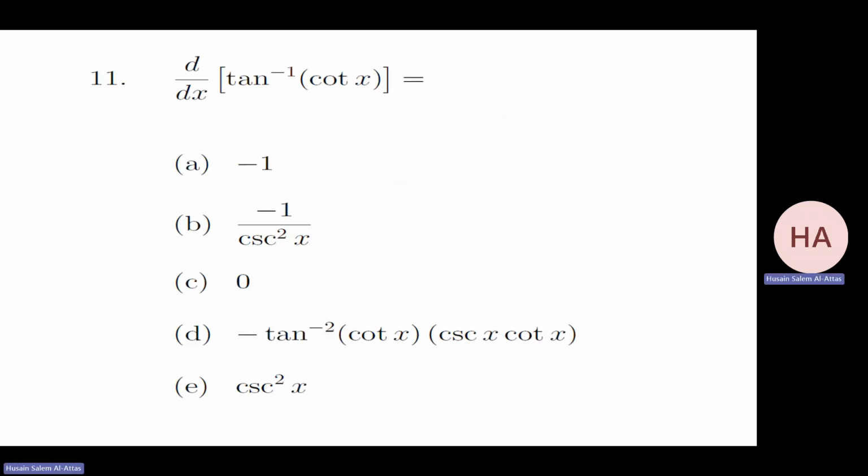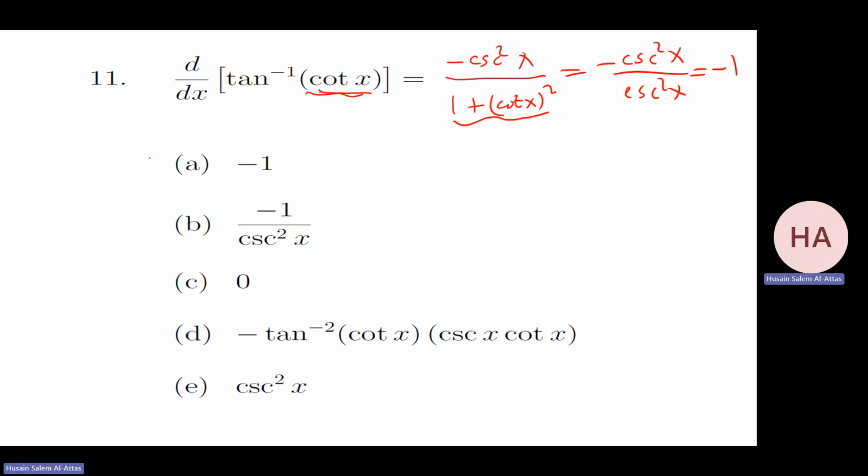Okay, calculations. Tan inverse of cotan x. What you need to do is the derivative. It will be 1 over 1 plus u squared, where u is cotan x, times the derivative of cotan, which is minus cosecant squared. So that will be minus cosecant squared over cosecant squared, so the answer is -1.